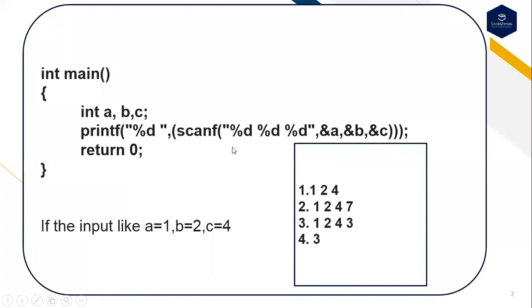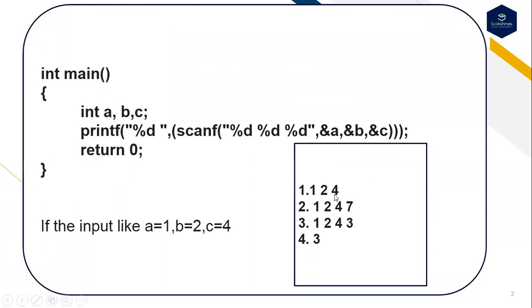Suppose how this code works: after running this code, you have to give an input through the keyboard. Any number you can give. Suppose if I enter 1, 2, 4, that will be stored in the variables a, b, c. Any value you can enter through the keyboard, after entering the 3 values, what will be the output of this code?